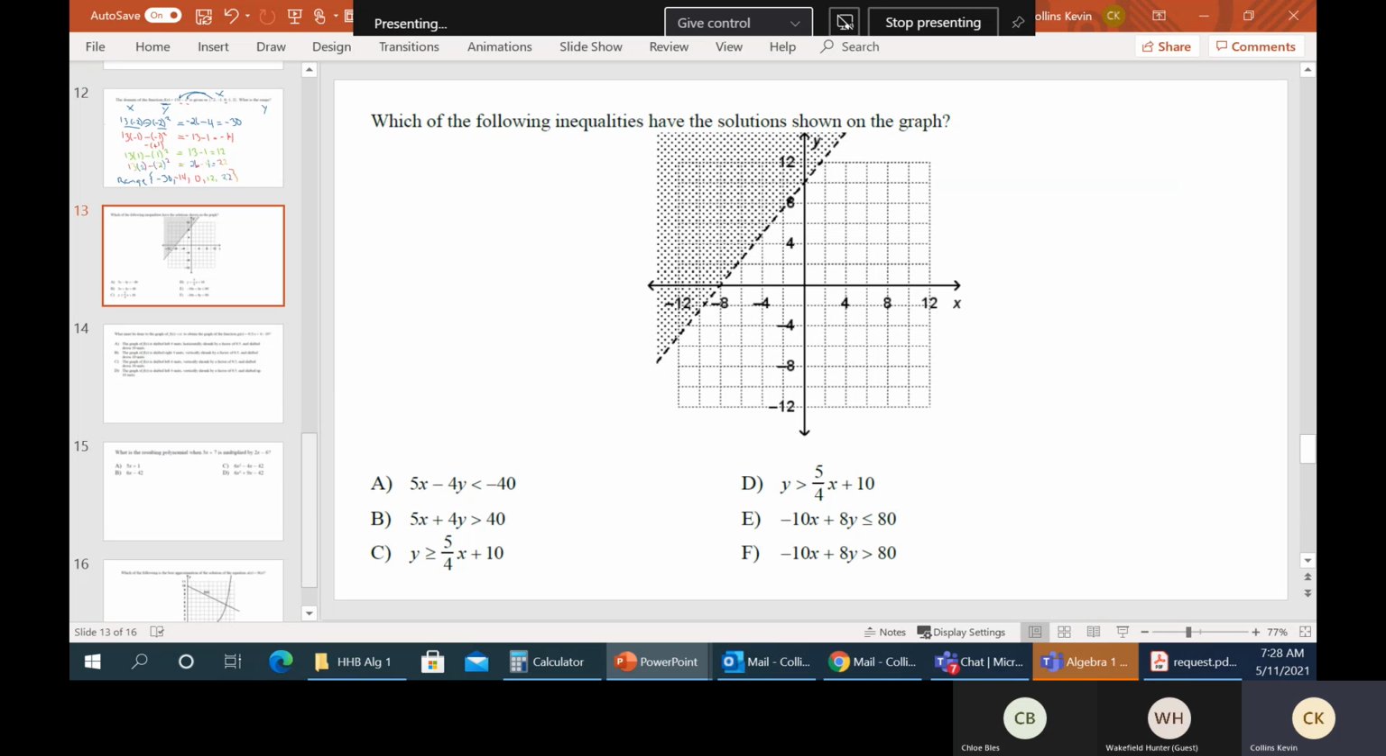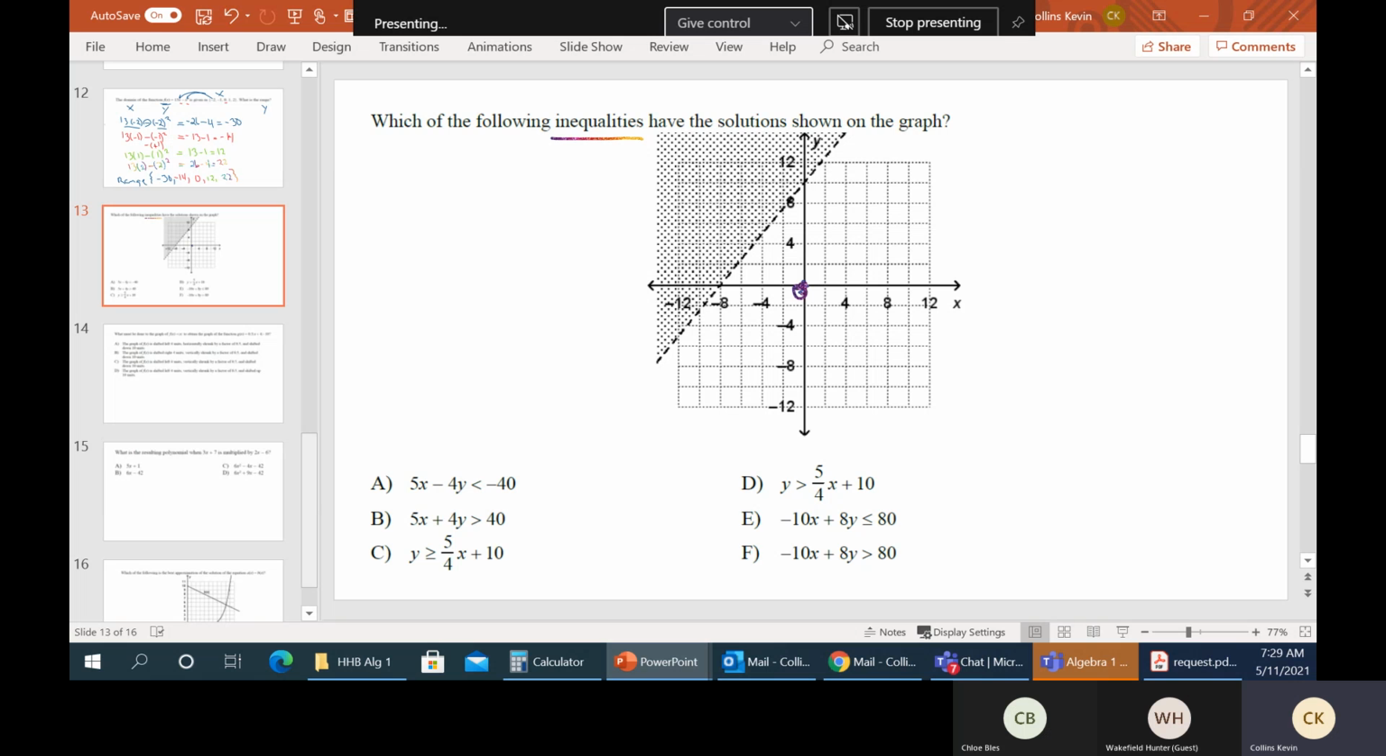All right, so it says, which of the following inequalities have the solution shown in the graph? So which of the following inequalities? So this means could be more than one. All right. So here's a way you can do this. This is a good hack on this one. So we pick a point. Let's pick an easy point. Let's pick 0, 0.